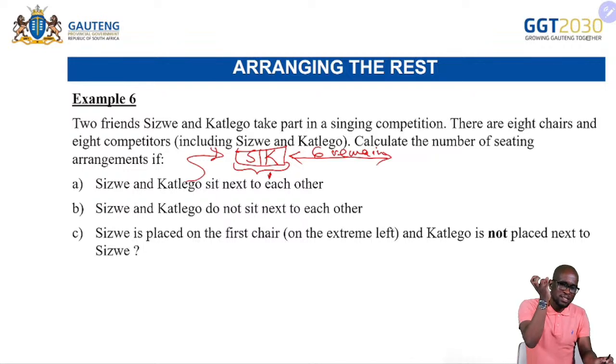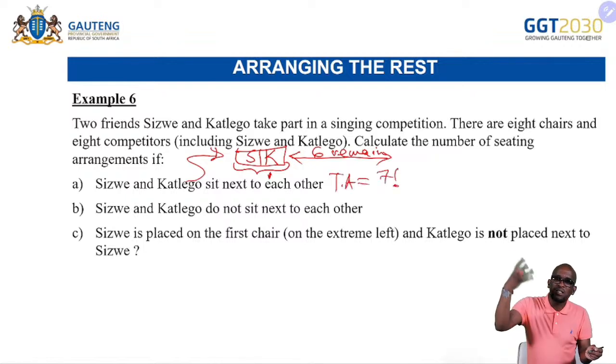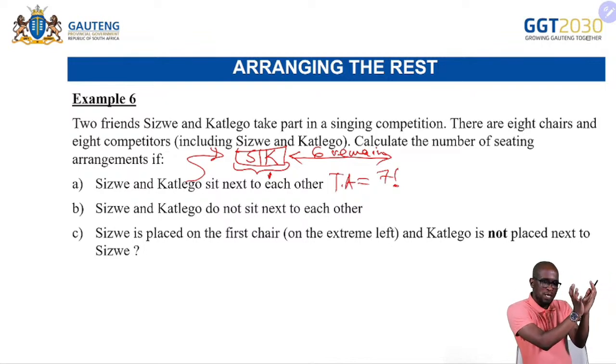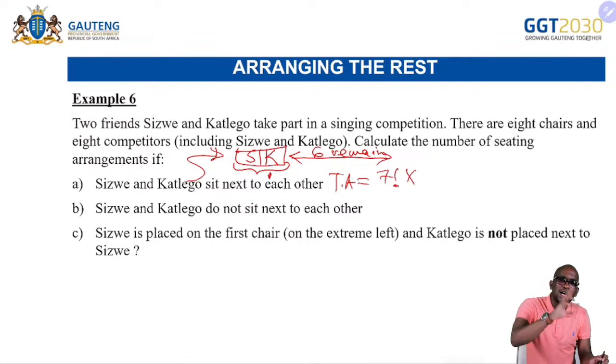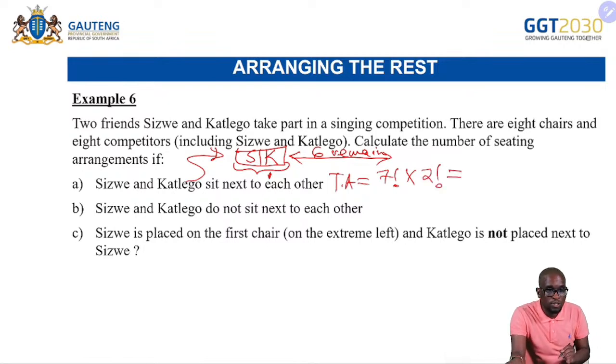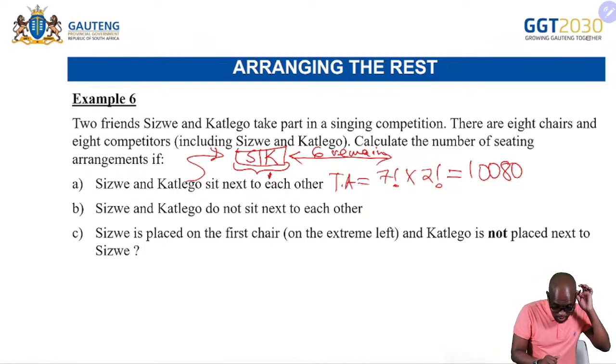So if we have them as a single object that can move within an arrangement, then the total number of objects that we can arrange will be 7 factorial, because it's the 6 remaining plus the one group that represents Sizwe and Katleho, multiplied by, obviously, we can start with Katleho or with Sizwe, so they can interchange positions. So this would be done in 2 factorial ways. So this would be 7 factorial multiplied by 2 factorial. This would give us 10080. So there would be 10080 ways of doing that particular arrangement.